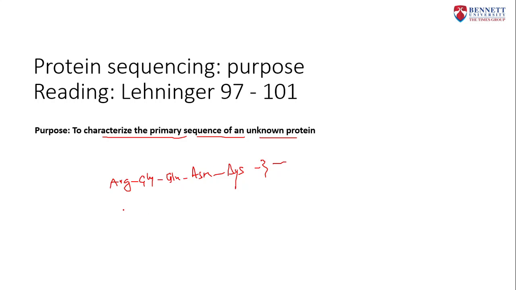So let's say you have isolated this protein from a plant cell, which has a great medicinal value. You have purified this protein using one of the previous methods, and now you are trying to find out what is the component of this protein. So what you do is sequencing.